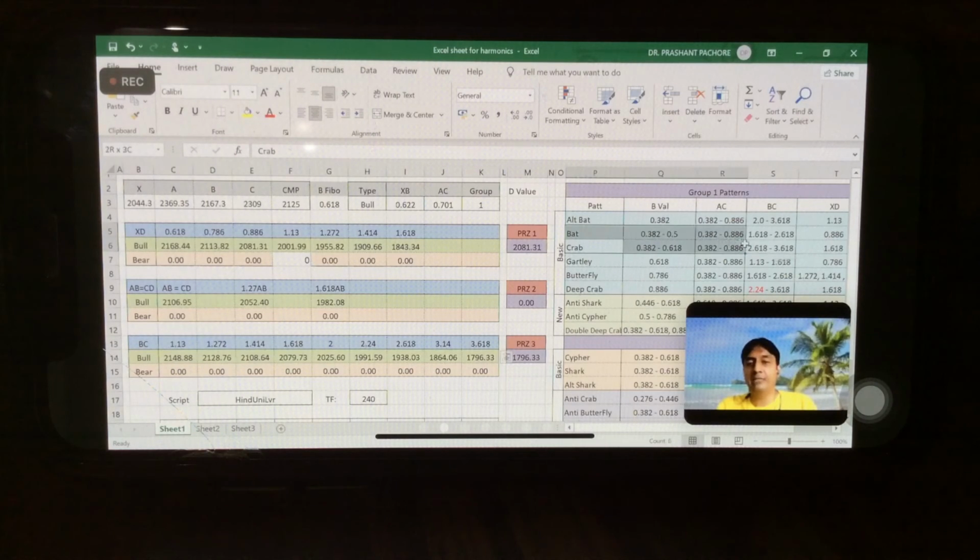So for crab, which I need, 2.618 to 3.618. So what will I do? I will highlight this 2.618 and 3.14 and 3.618. So is any of these three levels matching with this 1843? It is the 3.14 level, right? 1864. It's nearby, around 21 points. So we have got a second PRZ. AB equal to CD is not matching in this case. Got it? We will take one more example.